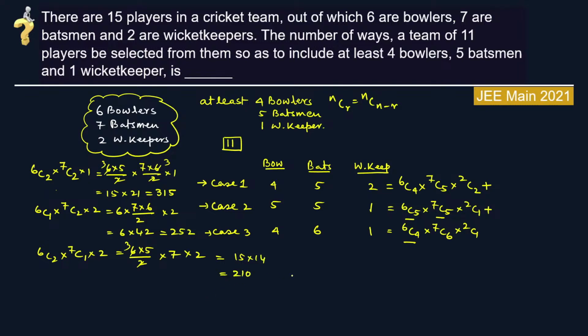Therefore, the total number of ways of forming this team will be 315 plus 252 plus 210. So that gives us 777.